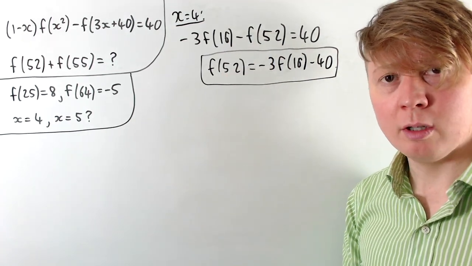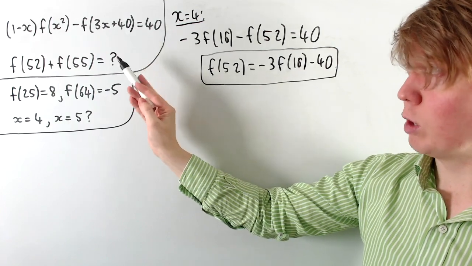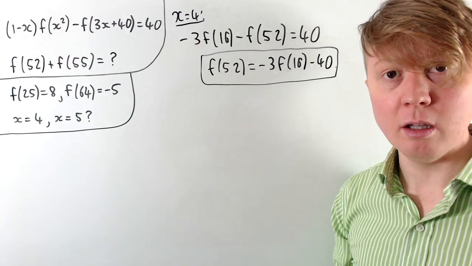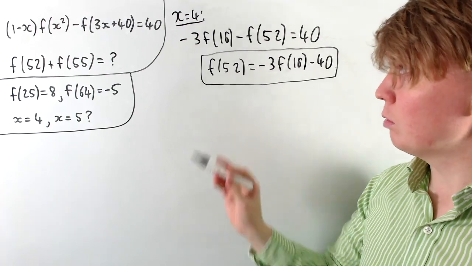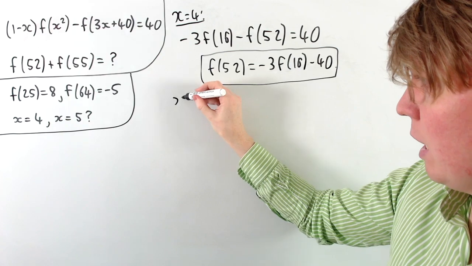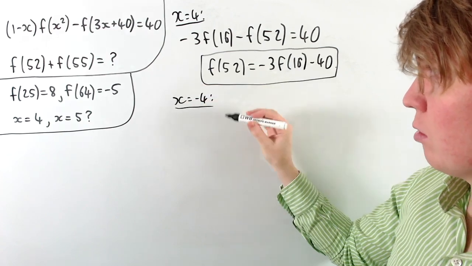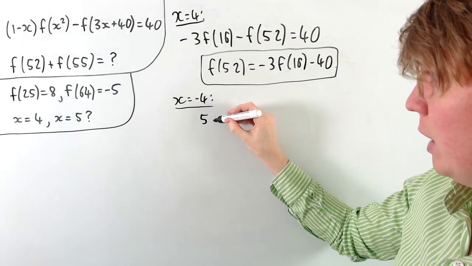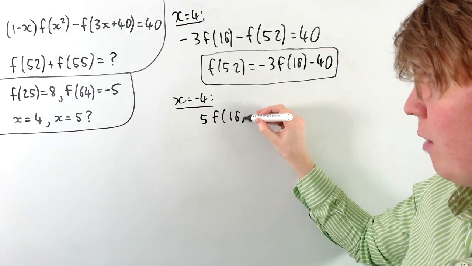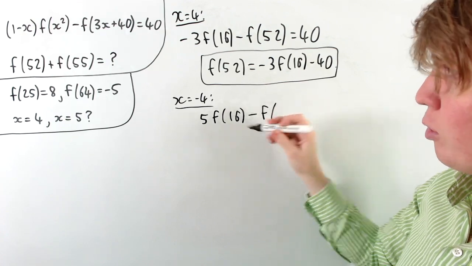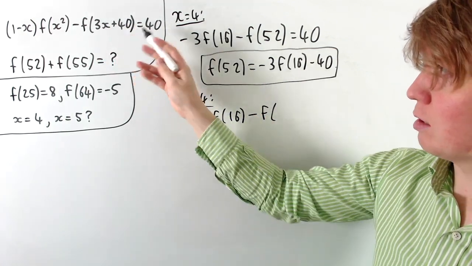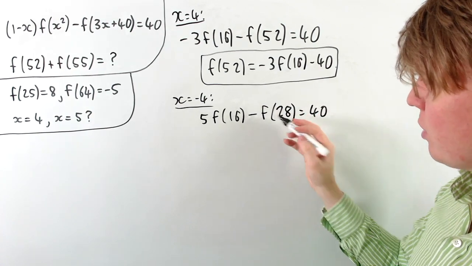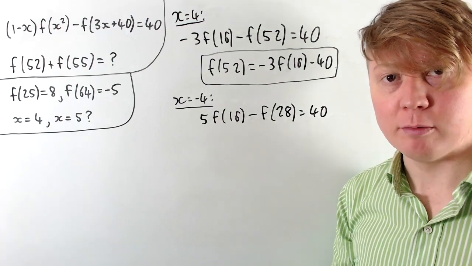So now if we can find the value of f of 16, this will tell us the value of f of 52. And now to get 16 in our equation, we could go with 16 as the x squared, or we could go with 16 as the 3x plus 40. So we've already done x equals 4, so let's try x equals negative 4. On the left-hand side we have 1 minus negative 4, which gives us 5 times f of 16. So we get our f of 16, then take away f of 3 times negative 4 plus 40, which gives us 28, and this equals 40. So it seems like now we'd need to find the value of f of 28.